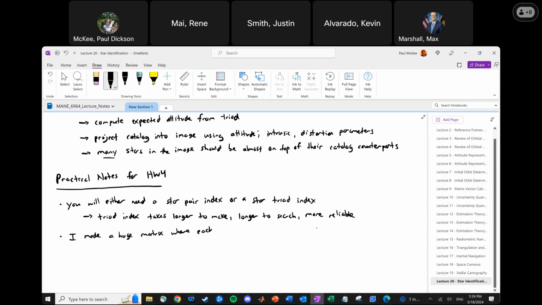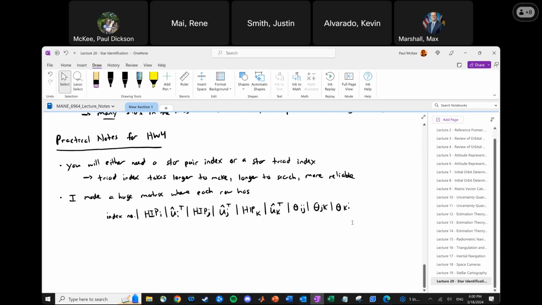Where each row has an index number, the Hipparcos ID. So this is HIP, the Hipparcos identification number of the ith star, the line of sight direction of the ith star transpose, so that's 3 numbers, the Hipparcos identification number of the jth star, the line of sight direction to the jth star transpose, the Hipparcos identification number of the K star, line of sight direction to the K star transpose, and then theta ij, theta jk, theta ki. So that was one row, and then there were as many rows as there were valid triads of stars.